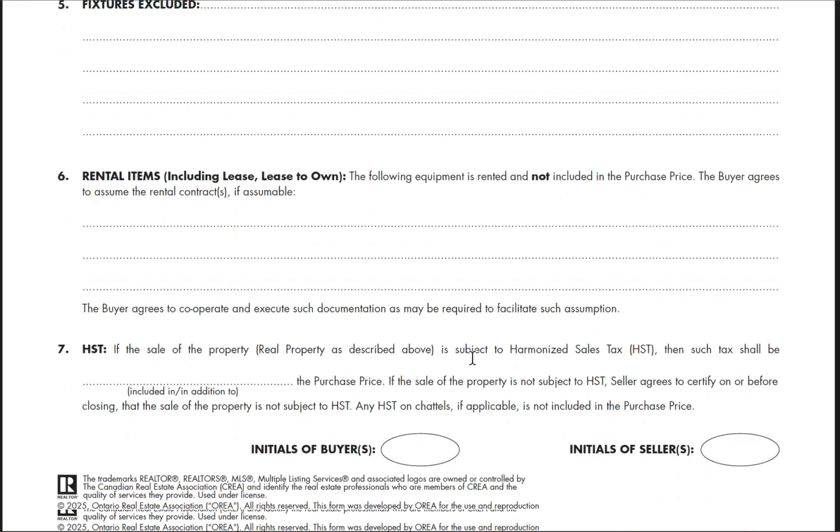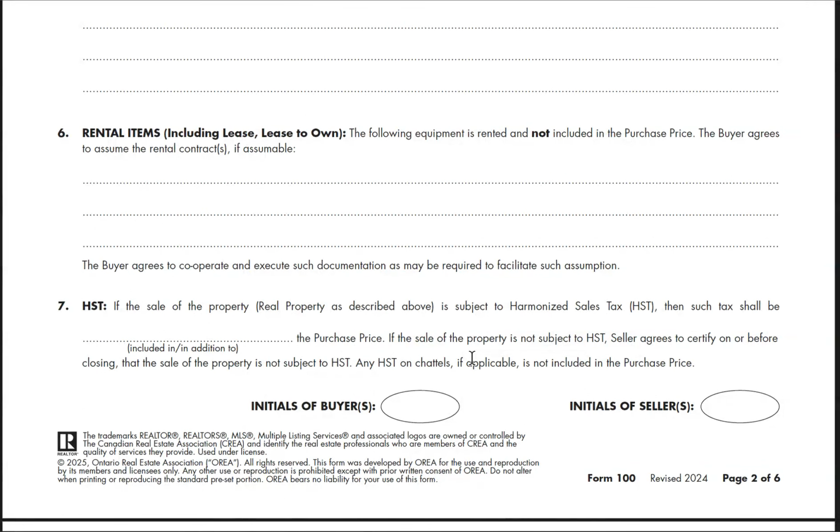Let's move on to HST. If the sale of the property, real property as described above, is subject to HST, then such tax shall be included or in addition to the purchase price. If the sale of the property is not subject to HST, the seller agrees to certify on or before closing that the sale of property is not subject to HST. Any HST or chattels, if applicable, is not included in the purchase price.